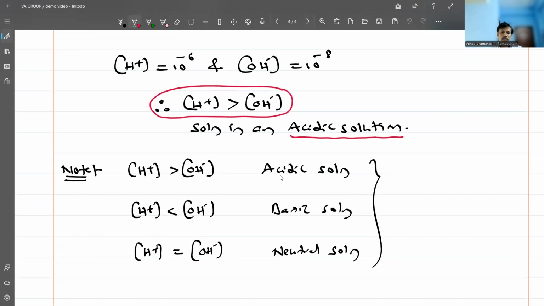When H plus ions concentration is greater than that of OH minus ions concentration, automatically the solution is said to be acidic solution. Then finally, we got acidic solution, basic solution, and neutral solution. 100% that depends on the H plus and OH minus ions concentration at a given temperature.